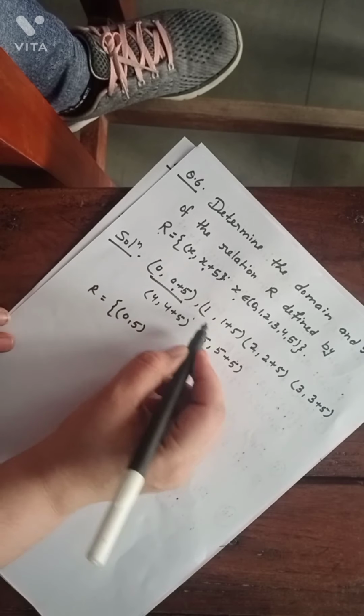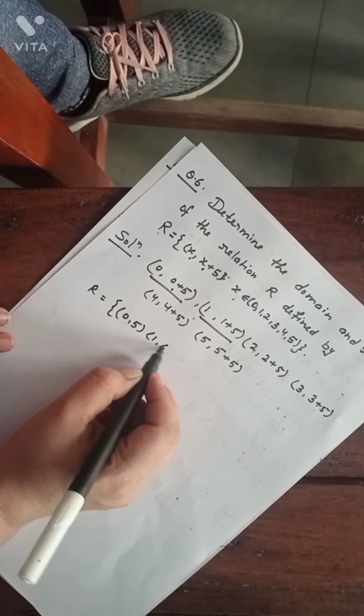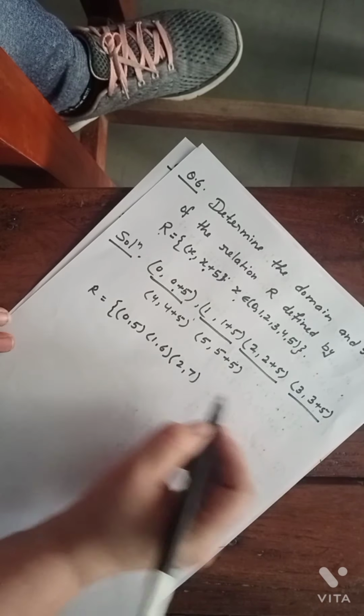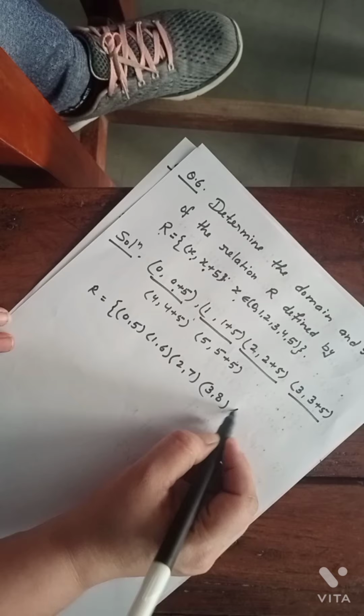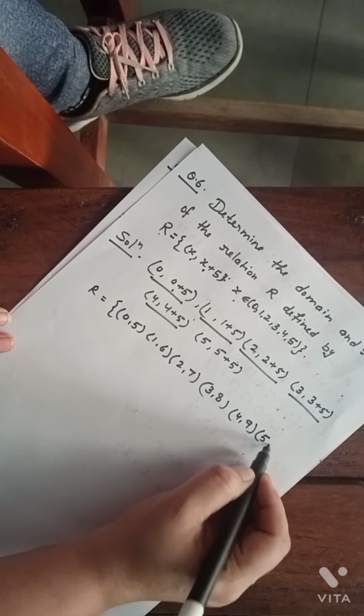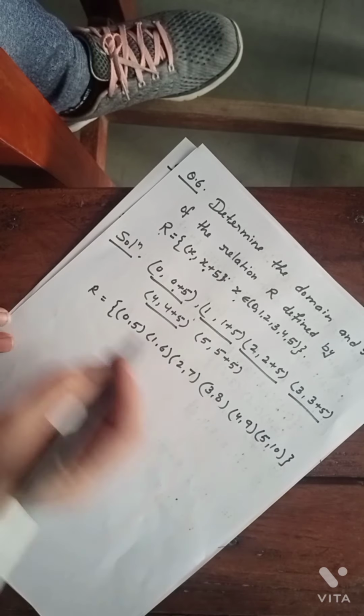This is our first relation. The second relation is (1, 6). The third relation is (2, 7). The fourth relation is (3, 8). The fifth relation is (4, 9). And the last relation is (5, 10). Here there is no formula restriction for the second element.